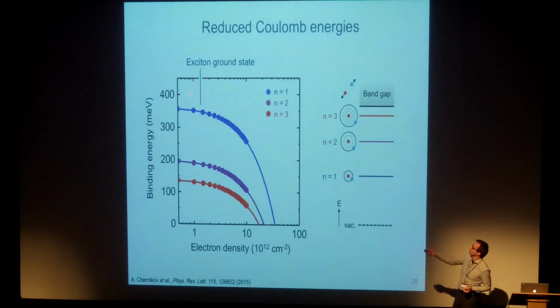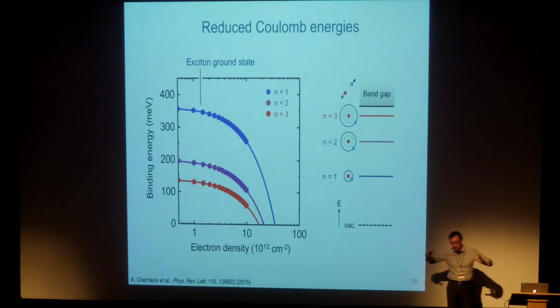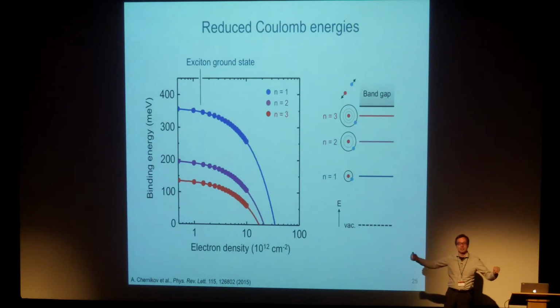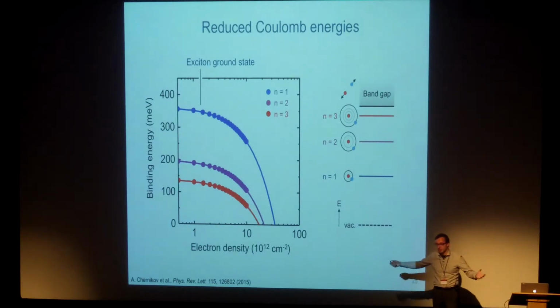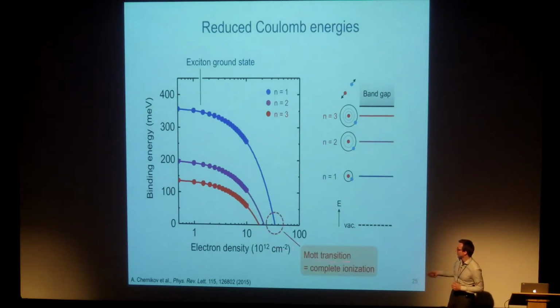So as you can see here, the binding energy of the ground state and excited states as a function of the electron density. And at some point, of course, the screening will be so strong that, one way to imagine it, the screening length decreases below the exciton radius. So the electron and hole basically don't see each other anymore as charged states, and that will be the so-called Mott transition, a term which is borrowed from the transition from insulator to metal, which means we're not in the excitonic regime anymore, we are in the regime of plasma.